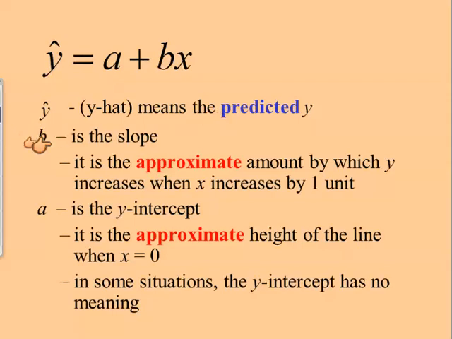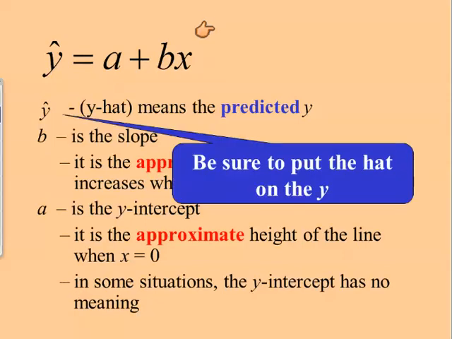The b in this situation is the slope. It is the approximate amount by which y increases when x increases by 1 unit. A is the y-intercept. It is the approximate height of the line when x is equal to 0. In some situations, the y-intercept means nothing whatsoever, but you use it in a linear equation, so we're going to make certain it's in here so that you understand what's going on.